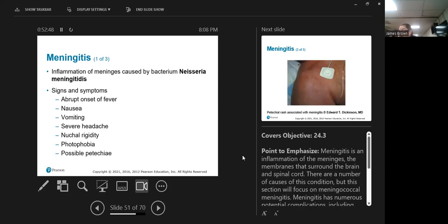Meningitis. This one is scary. This one, people are sick. It's inflammation of the meninges. Where are the meninges? Back here.